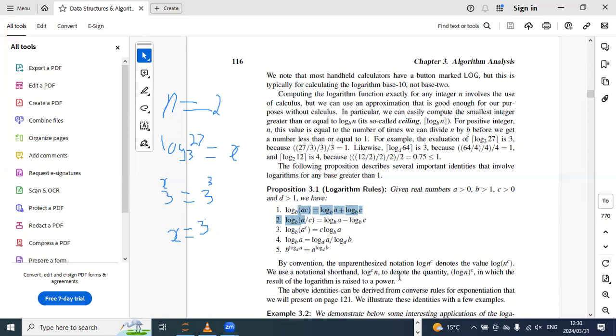By convention, the unparenthesized notation log n to the power of c is a shorthand. We use the notation log to the power of c of n to denote the quantity log of n, all raised to the power c, in which the result of the logarithm is raised to a power.